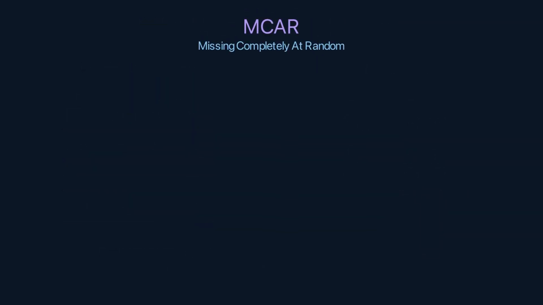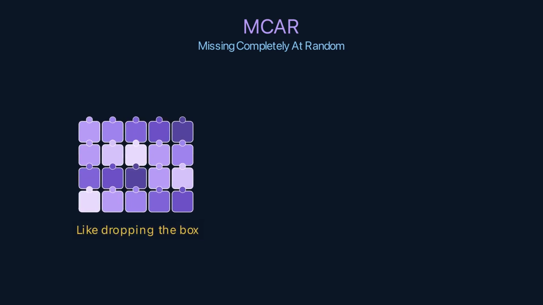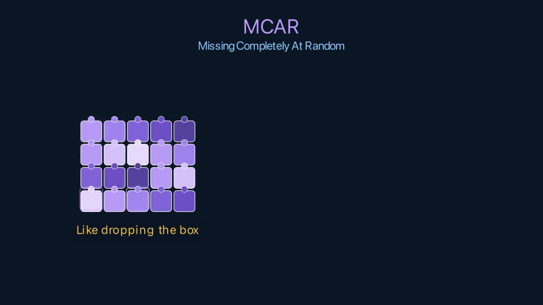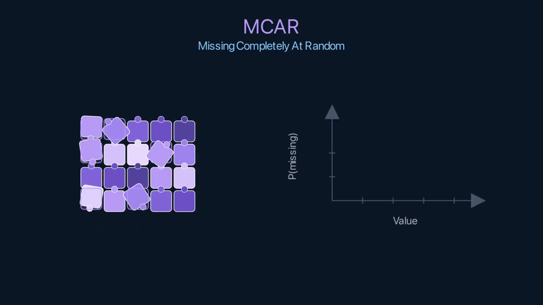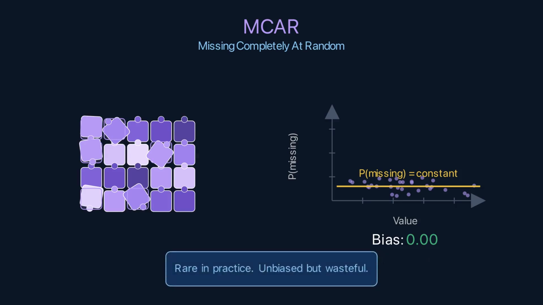MCAR, missing completely at random. The probability that a value is missing doesn't depend on any variable, observed or unobserved. It's as if pieces fell randomly off the table. A lab machine malfunctions on random days. A data entry clerk accidentally skips random fields. MCAR is the best case scenario. Complete case analysis is unbiased, just less powerful. But MCAR is rare in practice. Most missingness has a reason.